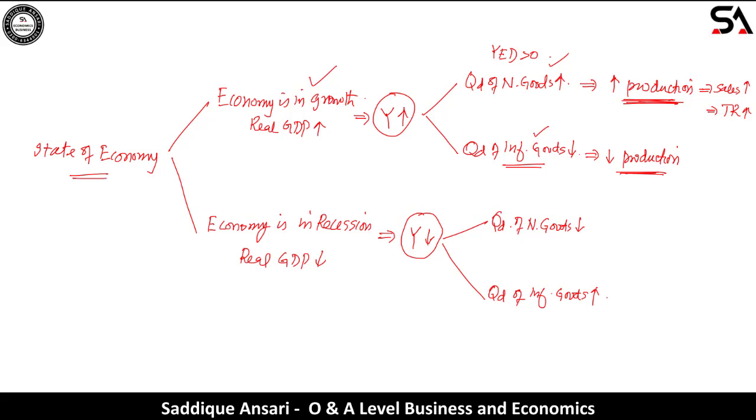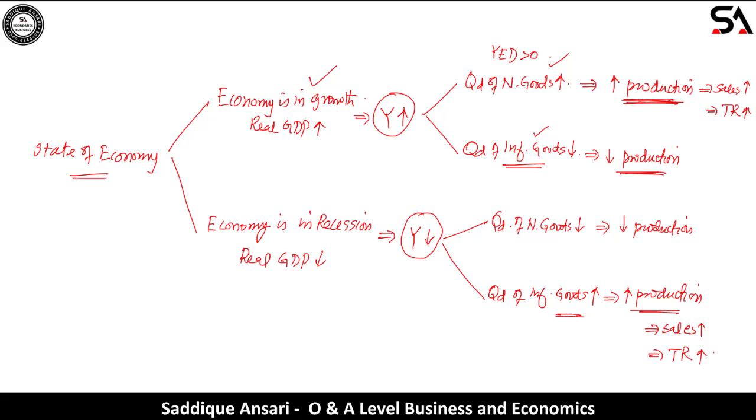Now, what should producers do? If they are making normal goods, they should decrease production, and if they are making inferior goods, they should increase production. Due to decrease in income, people would like to buy more of the inferior goods, so by increasing production, sale can be increased and hence total revenue can be increased.